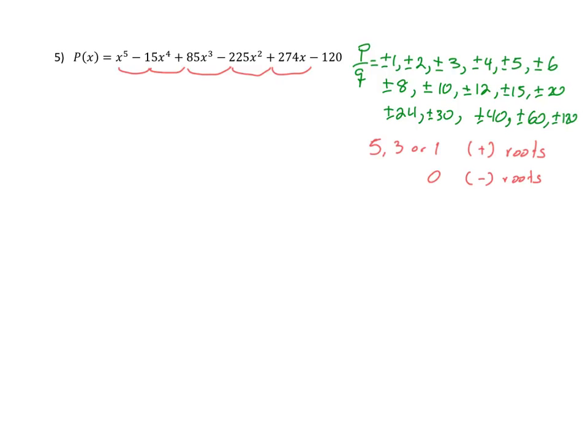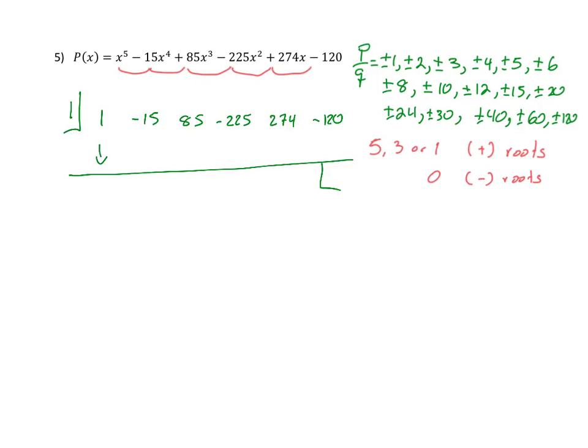So in this case, I'm going to go one by one, doing division. I'm going to start with 1: 1, negative 15, 85, negative 225, 274, negative 120. I'm going to do division to check if this is a zero. I'm going to start by bringing down the 1. 1 times 1 is 1. Negative 15 plus 1 is negative 14. This is negative 14.